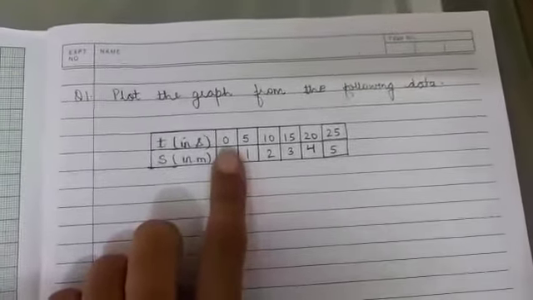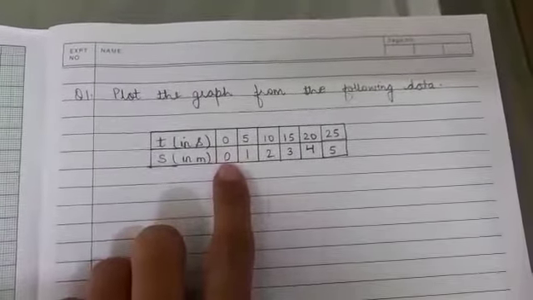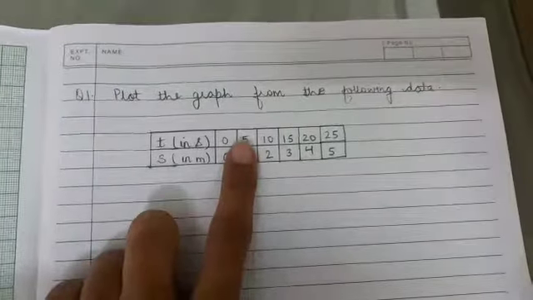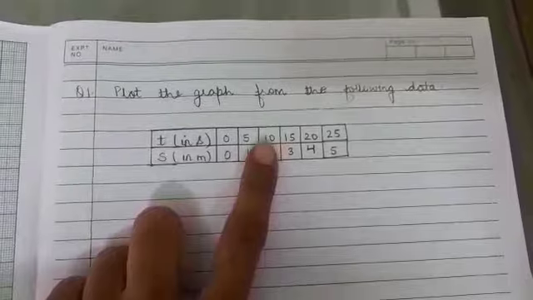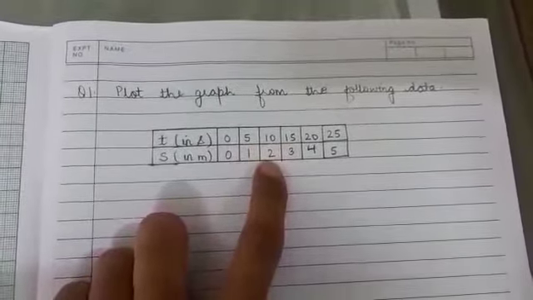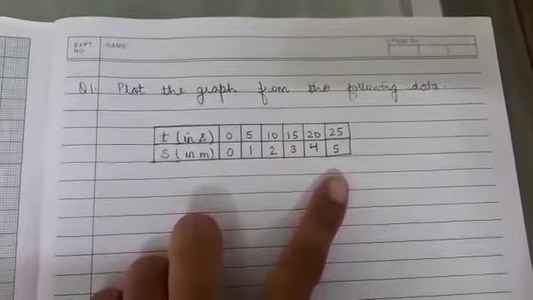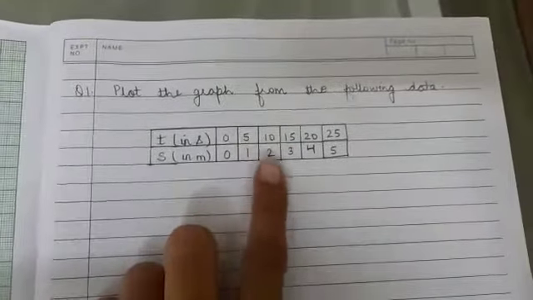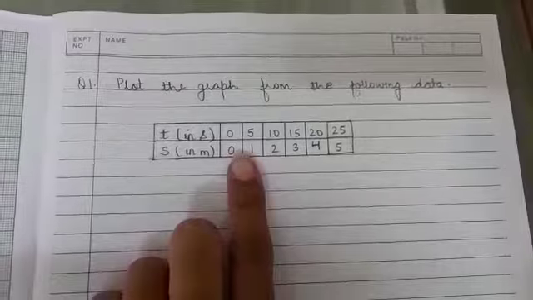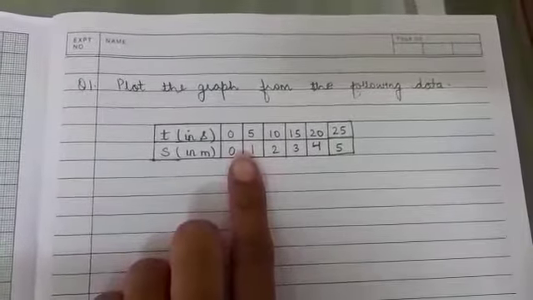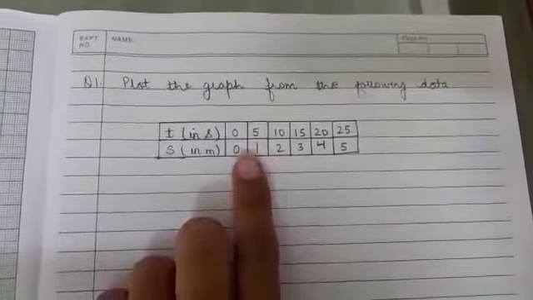It says when time is 0 seconds, distance is 0 meters. When time is 5 seconds, the distance covered is 1 meter. When time is 10 seconds, the distance covered is 2 meters, and so on. If you see the data carefully, it says equal distance is covered in equal intervals of time. It means this data is for uniform motion.